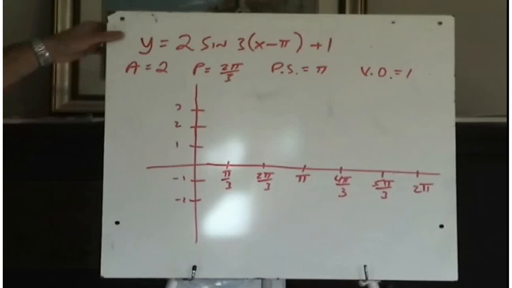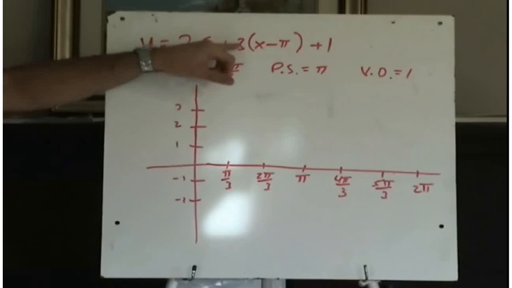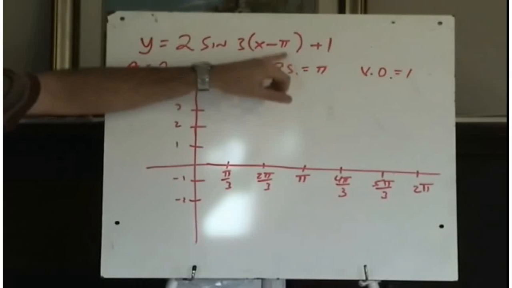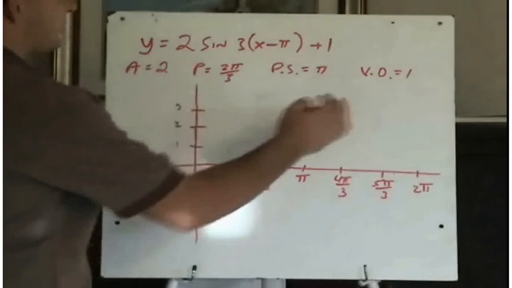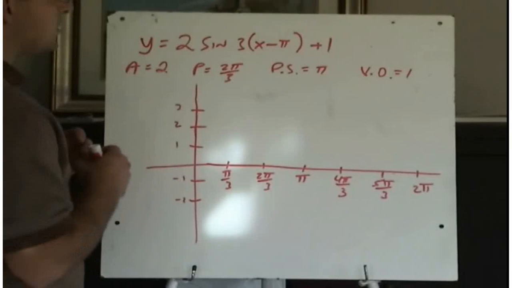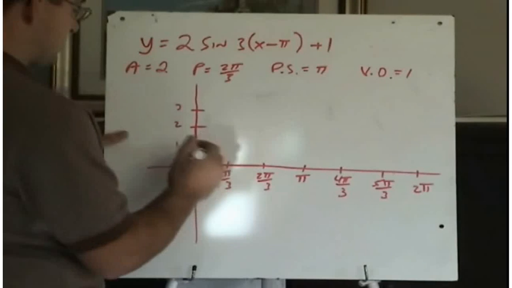So here's that function, y equals 2 sine 3x minus pi plus 1. I've written down the amplitude's 2, the period's 2 pi over 3, the phase shift is right pi, and the vertical displacement is up 1. You might want to split this up into two or three different graphs until you've got what you want.